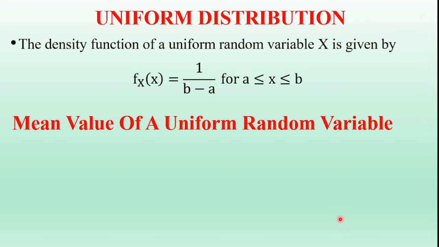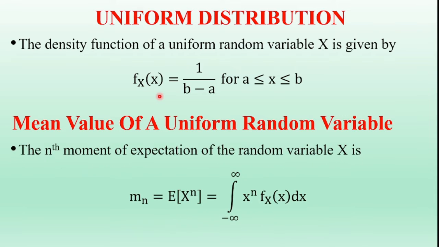The probability density function of a uniform random variable is defined as f_X(x) = 1 by (b minus a) for x from a to b. And this is the definition of the uniform probability density function of a random variable capital X. Mean value of a uniform random variable.